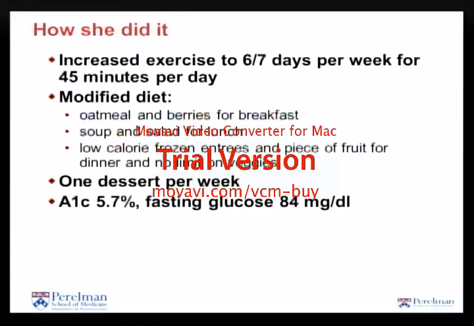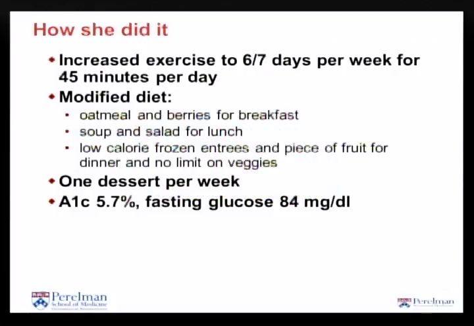is also a patient of mine, and he's a whole different story. And she snitches on him all the time. It's great. So her A1C is now 5.7. Her fasting glucose is 84. Wonderful, right? So she's done fantastically well.